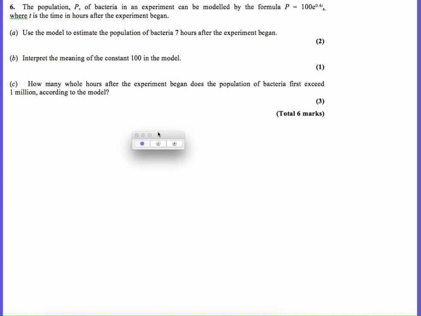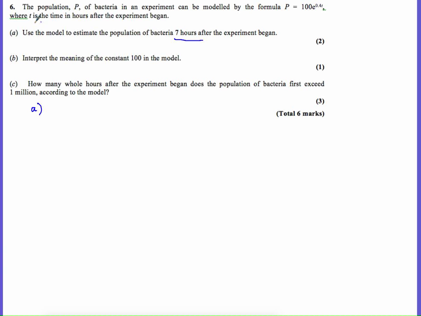So, we covered this one just before you went on study leave, or just before the mocks. So it should have been fresh in your mind. Well done to those people that cracked it. It's a funny equation with some exponentials in, that wonderful number e, and you've got to estimate the population after 7 hours.